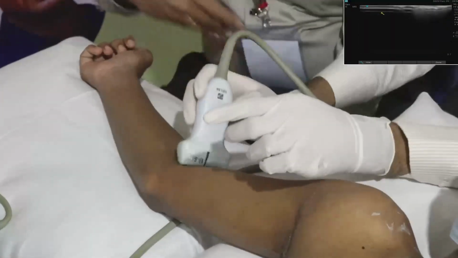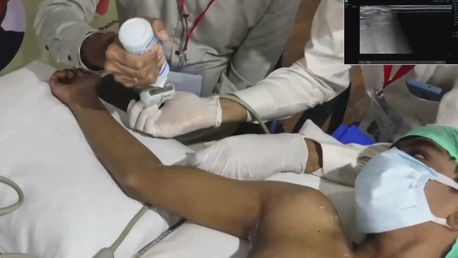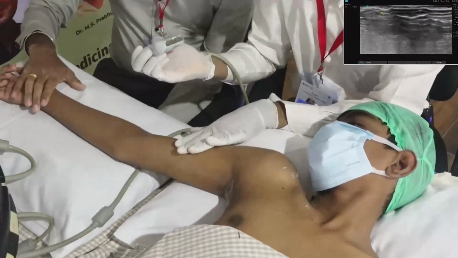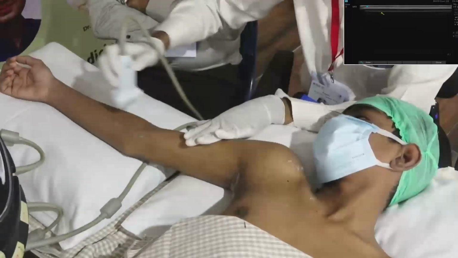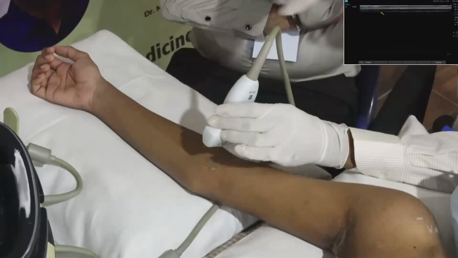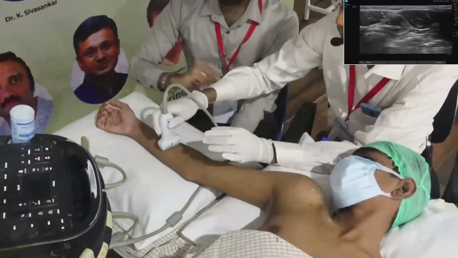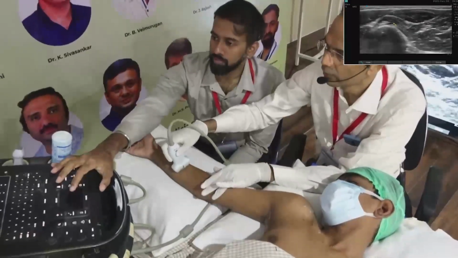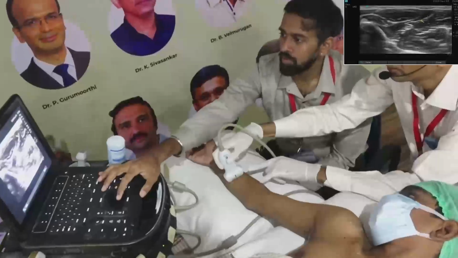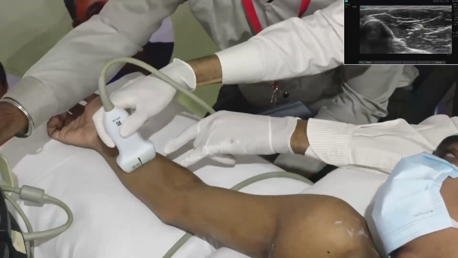Okay. And now we'll move on to the mid forearm, another important area. At the mid forearm there are some advantages. You can see the median nerve very easily. This is the mid forearm, and we can see one hyperechoic structure, that is the median nerve.